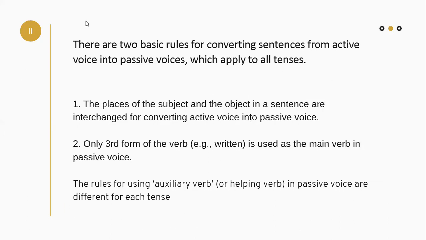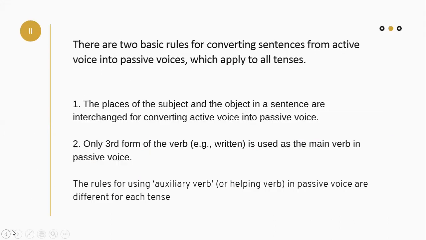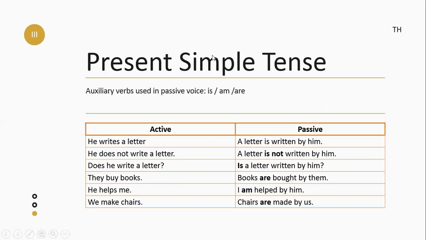Give me a second. Okay, yes. So then if we move on to present simple tense, if you think about this category, the auxiliary verbs which are used in passive voice here are am, is, and are. Okay, so then let's look at these examples here. He writes a letter. So without looking at the passive voice section, can you tell me what is the subject and the object? If we take this sentence, he writes a letter.